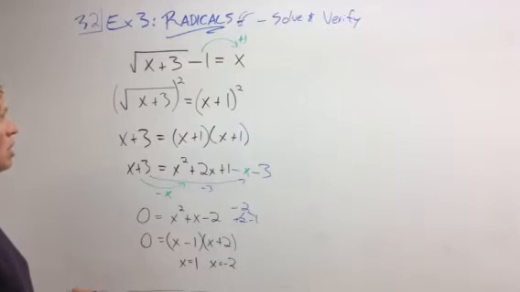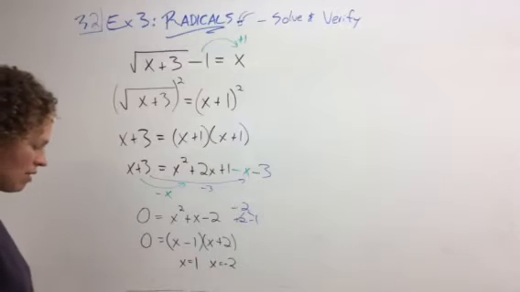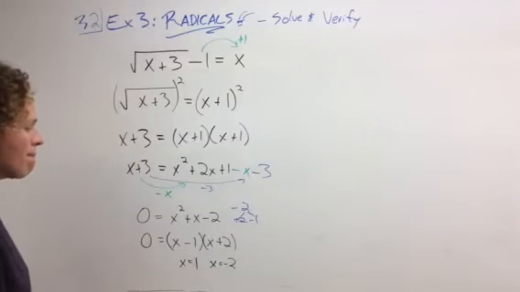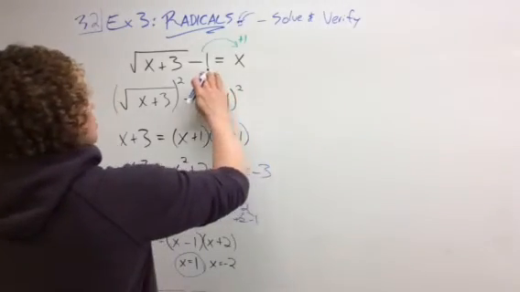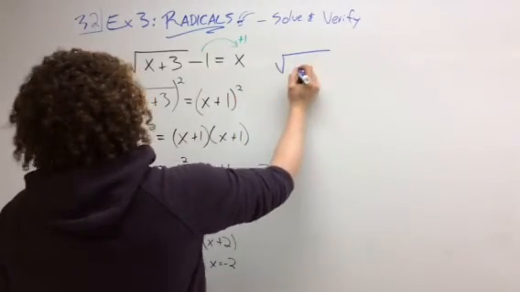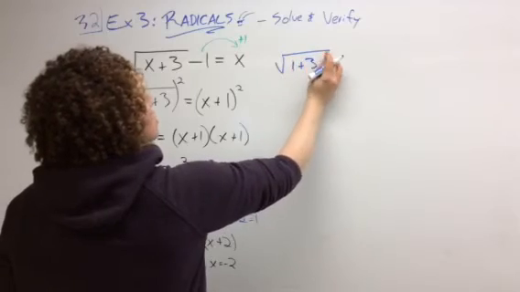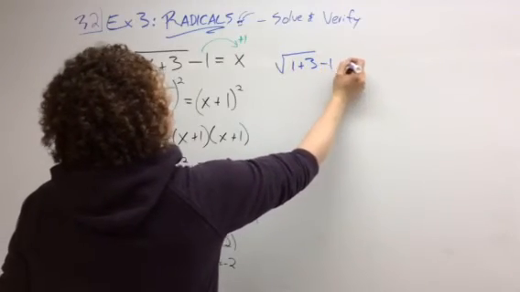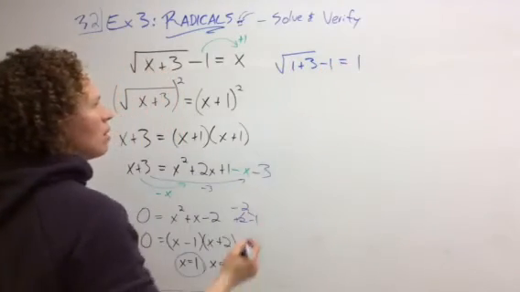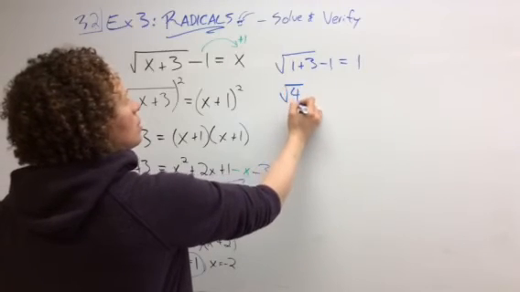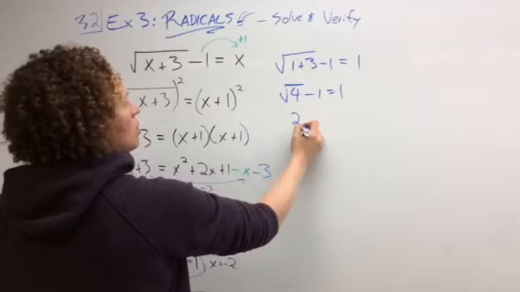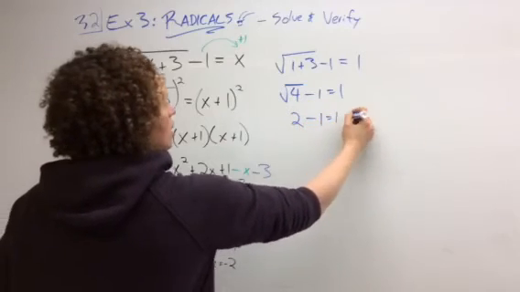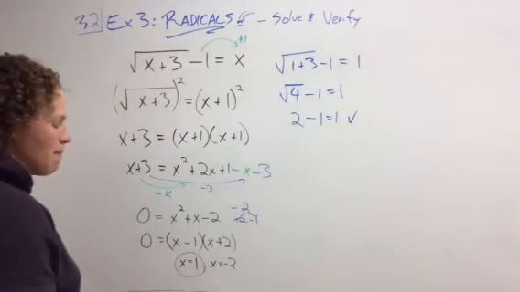So what I want to do is take the original equation now, plug those numbers in, and see if they work. So I'm going to do this one in blue. I'm going to write this whole thing out. The square root of 1 plus 3, minus 1 equals 1. Does that work? So the square root of 4 minus 1 equals 1. The square root of 4 is 2. 2 minus 1 equals 1. Yes, it works.